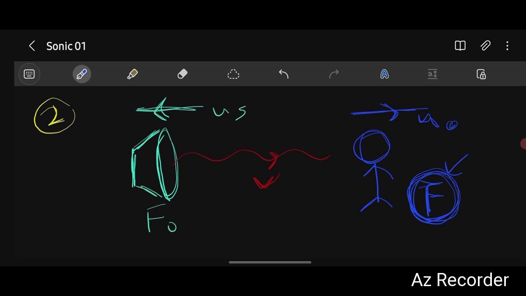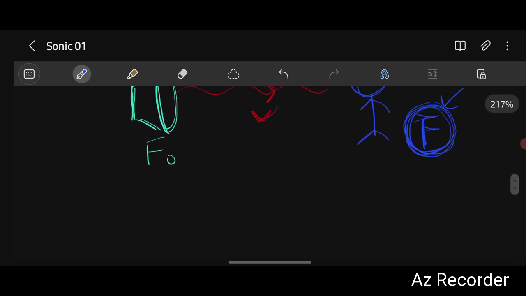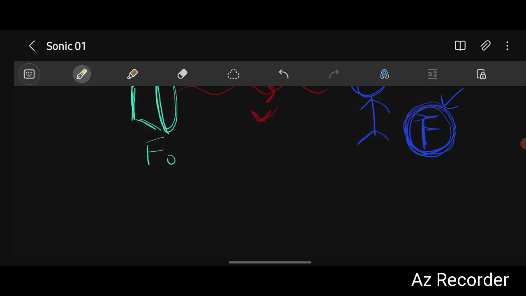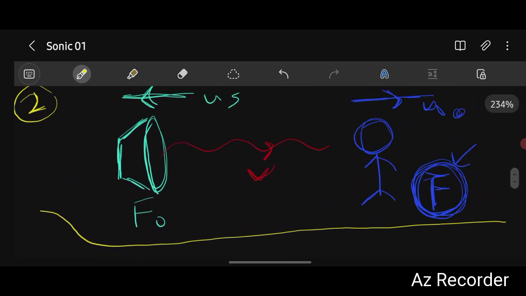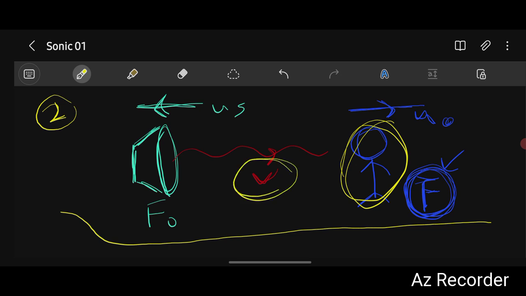So from the general formula, f, the apparent frequency, equals the relative velocity of the observer. The top of the division is the observer, so the relative velocity of the observer relative to the velocity of sound in air.